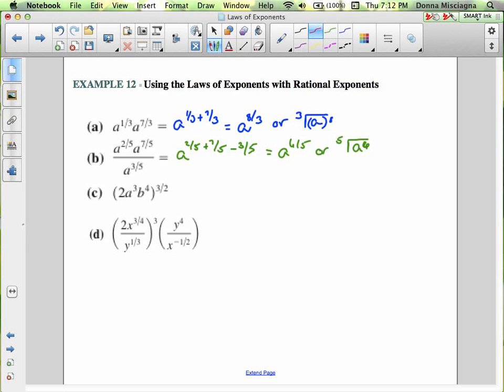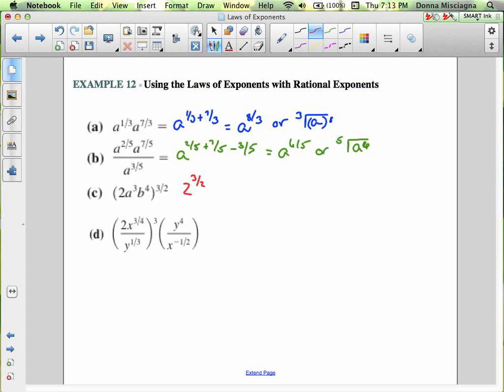If we raise something with a power to a power, we're going to raise each of the terms in that product, only a product or a quotient, to the power. So we have 2 to the 3 halves power. Not really much you can do with that. Maybe we'll rewrite that and simplify it. No, it won't simplify, because that would be, oh yes it will.